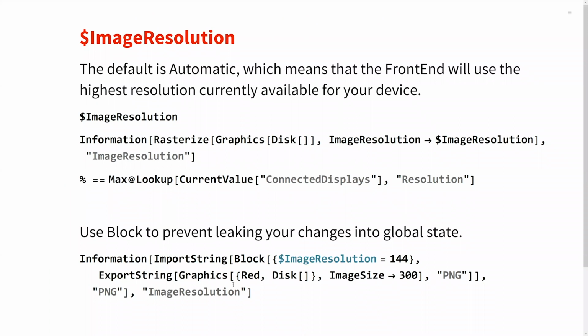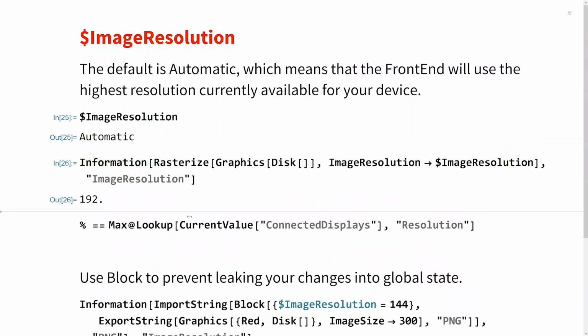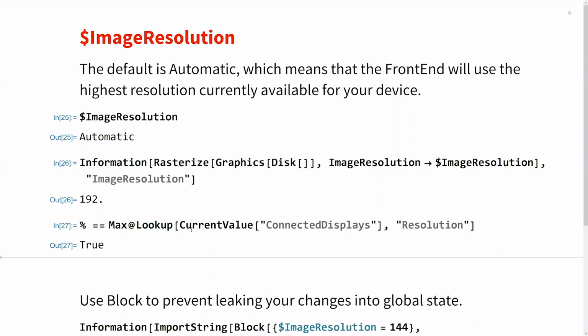So we have image resolution for Rasterize, and that's great. You can start playing around with these things on your own. The problem is that I have to keep speccing all of this into Rasterize. It'd be really nice if I could set it once for batch jobs. So we have $ImageResolution, which by default is Automatic. And the automatic case basically means ask the front end to render something at the highest resolution for my display, or for my machine, for my setup.